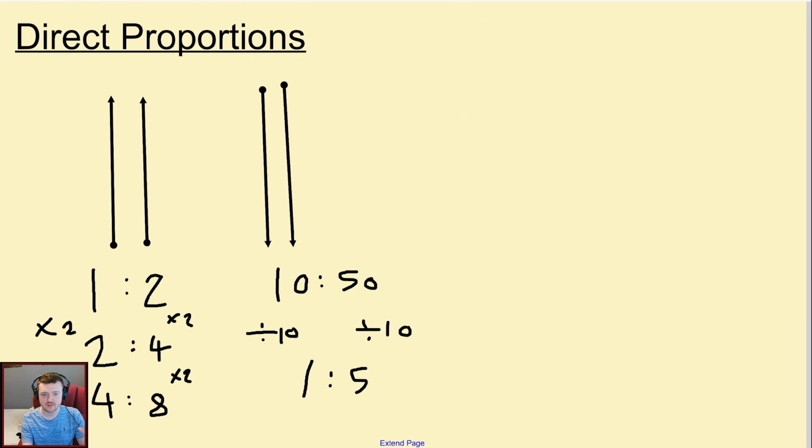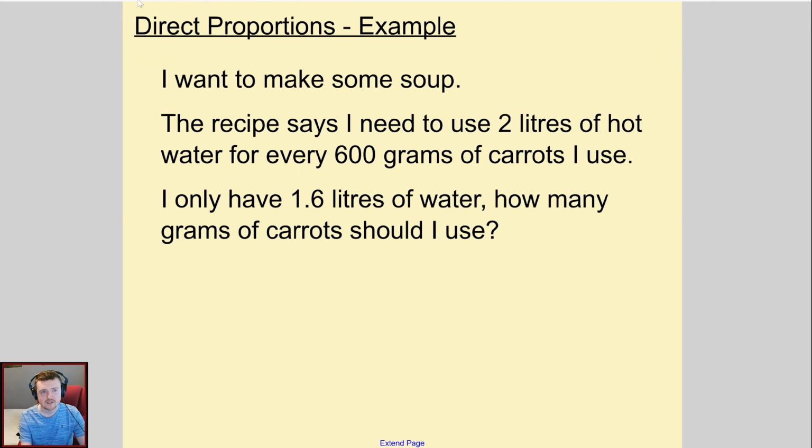Let's give you an example of direct proportion in a question. Okay, so here's an example of a direct proportion question. I want to make some soup. The recipe says I need to use 2 litres of hot water for every 600 grams of carrots that I use. I only have 1.6 litres of water, so how many grams of carrots should I use?